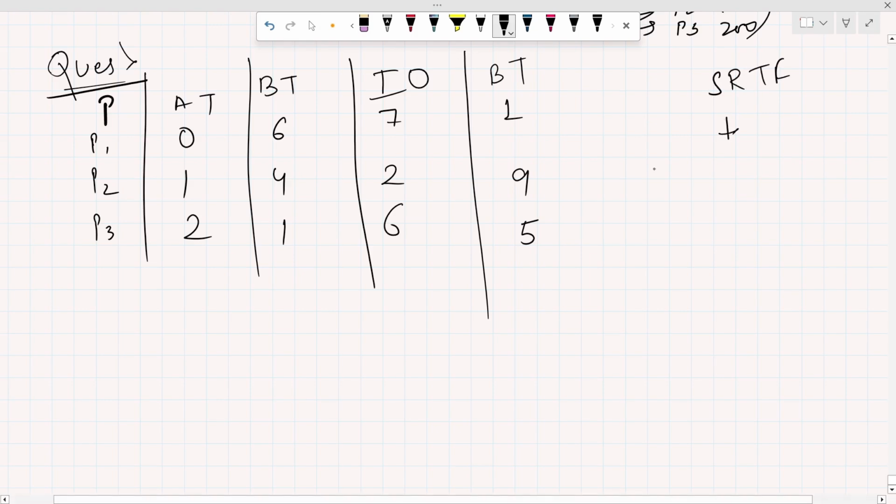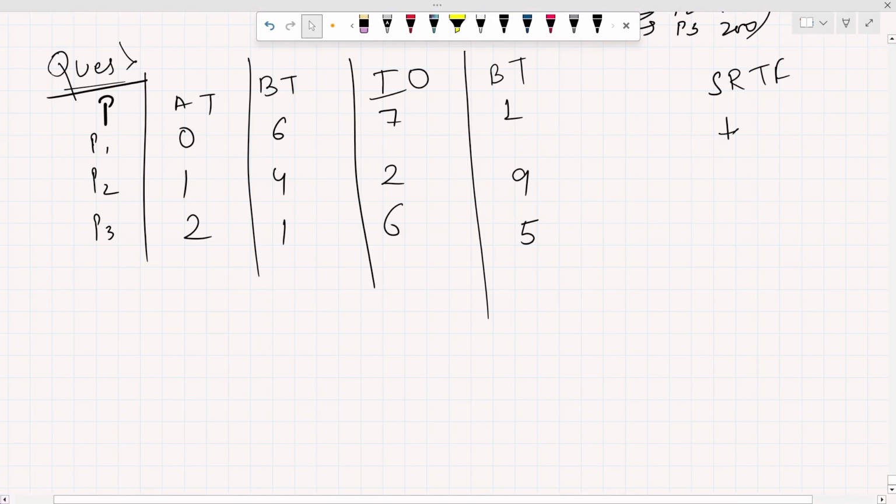Shortest remaining time first, in which you select the process that has the smallest burst time. And if another process comes that has a smaller burst time compared to the current process, then you have to select that next process. I hope you know about SRTF. So now we have to solve it.